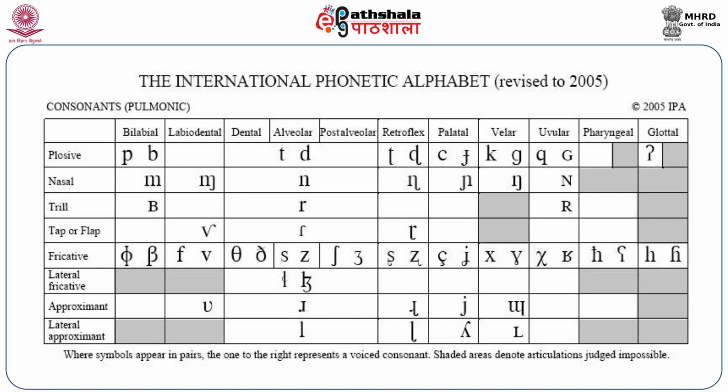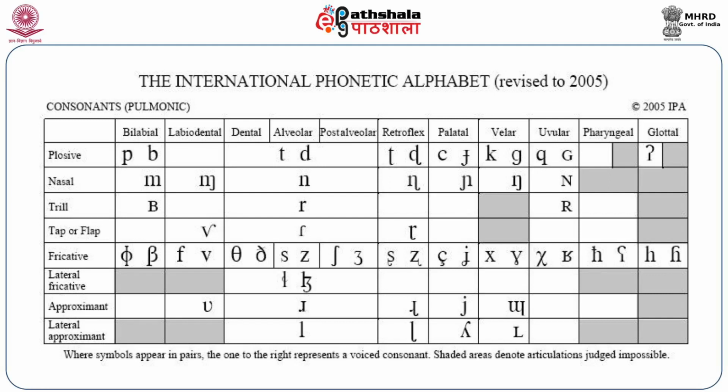The column on top refers to the places of articulation. Bilabial refers to the lips, labiodental, lip and teeth, dental, teeth, alveolar, alveolar ridge, postalveolar, behind the alveolar, retroflex, the curling of the tongue behind the alveolar ridge, palatal, when it touches the palate, then velar, the velum, uvular, pharyngeal, and finally glottal. The ones to the left refer to the manner of articulation.